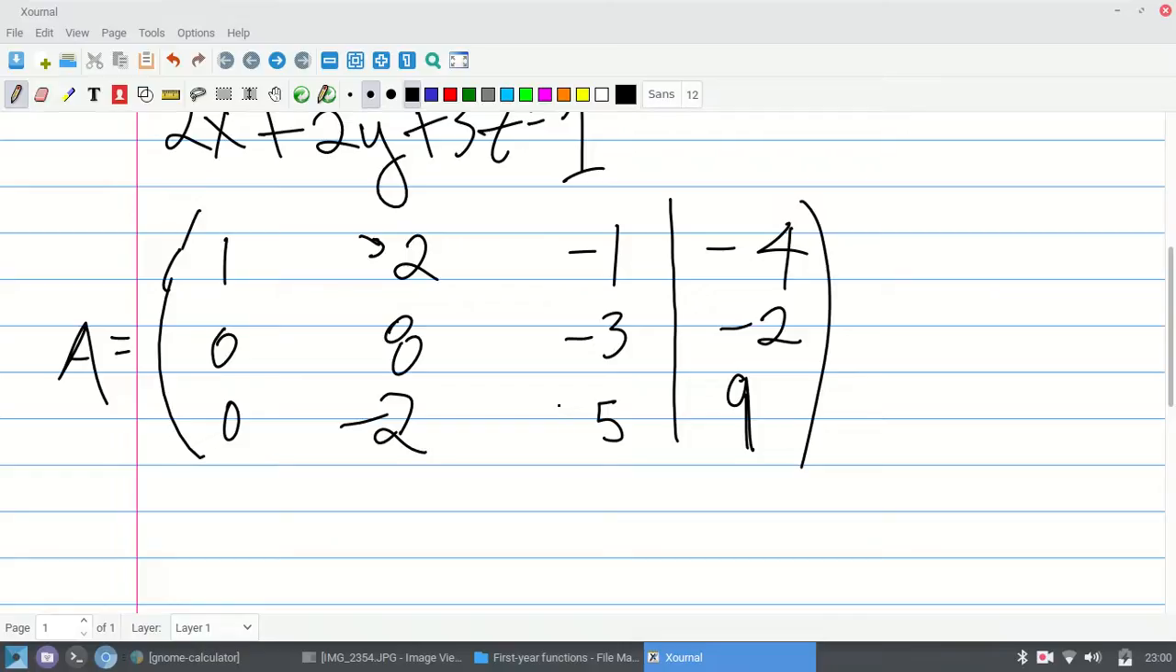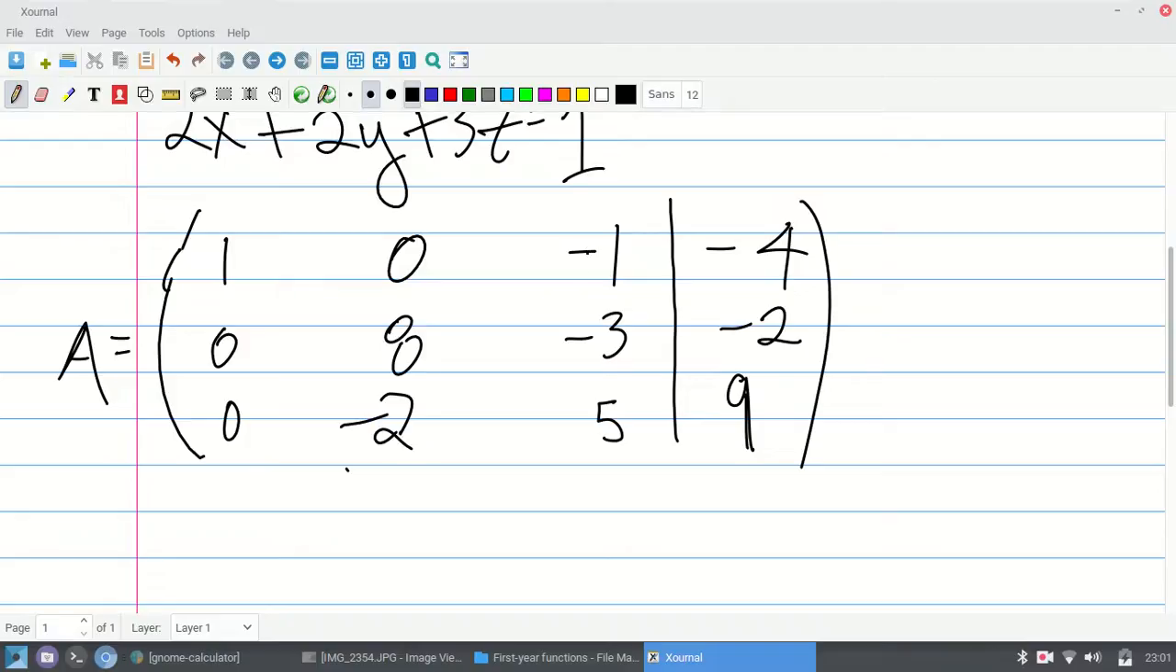Now to make things easy, notice I have a 2 over here, and I have a negative 2 over here. So what I'm going to do is add row 3 to row 1 to produce a new row 1 and kill off this 2. So if I do that, let's try that. Negative 2 plus 2, that is 0.